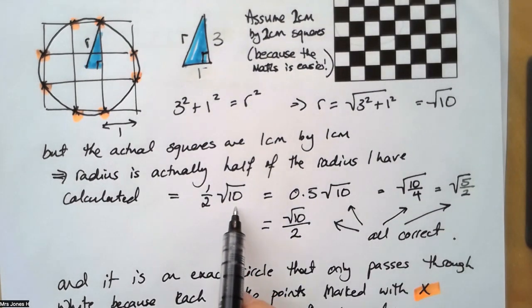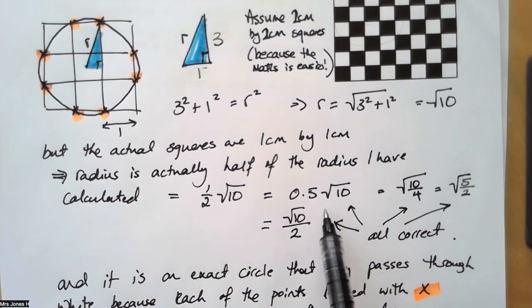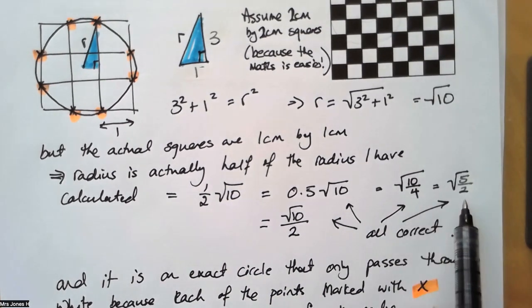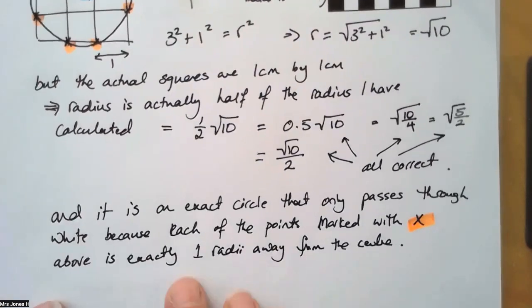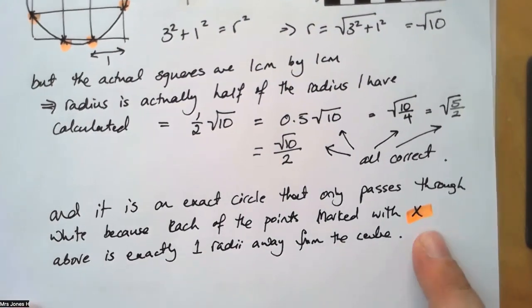Now, the official answers give the answer as this, but you could have given the answer as this, this, this, or this. And I've put at the bottom that it is an exact circle because of these.